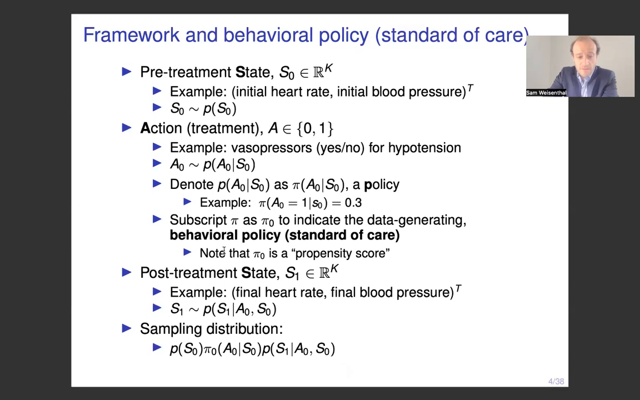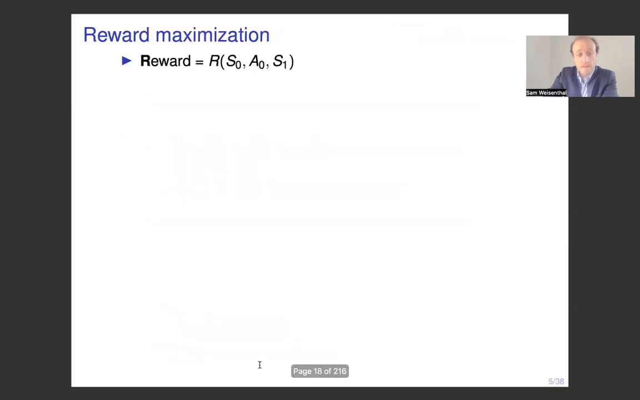Putting this distribution, or really the behavioral policy distribution, and the initial state distribution together, we obtain a sampling distribution. Here we're just making it clear that it depends on the behavioral policy or the standard of care to draw actions. So we've talked about the policy that generates the data. We might also want to think about a policy that maximizes some reward function. So what is a reward function? It's a function on the states and actions.